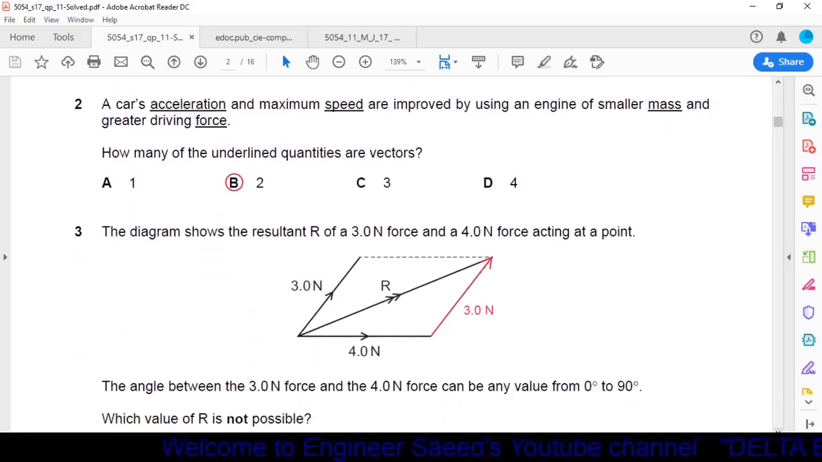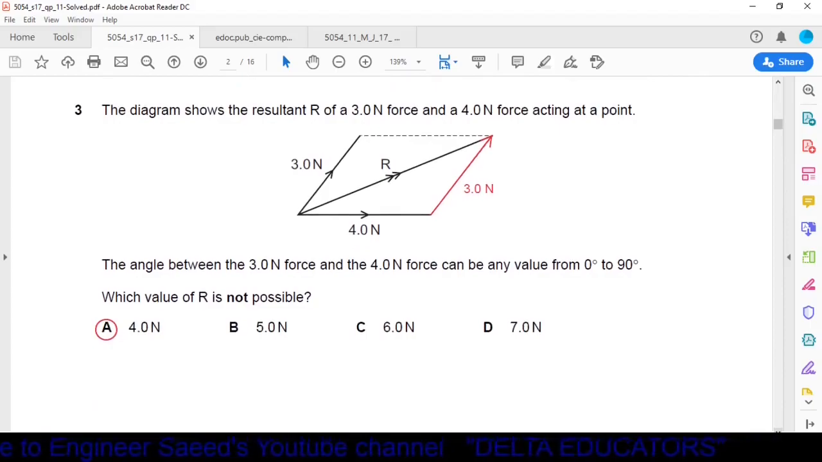Question number 2. A car's acceleration and maximum speed are improved by using an engine of smaller mass and greater driving force. How many of the underlying quantities are vectors? Here acceleration is a vector quantity and force is a vector quantity. So in the sentence there are two vector quantities and it is given in option B. So option B is the correct one. Speed and mass are scalar quantities.